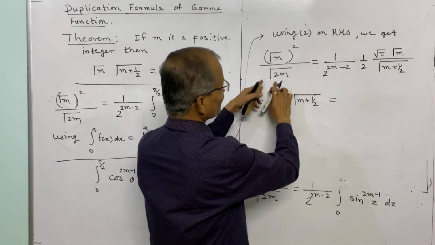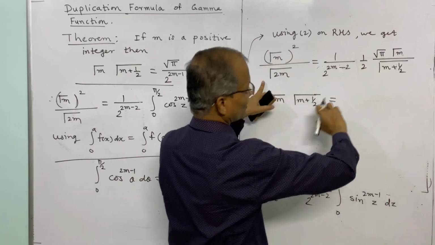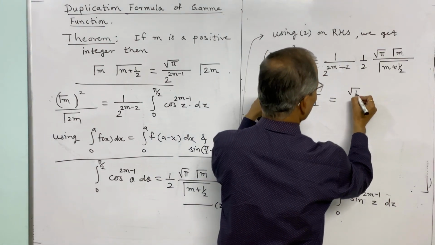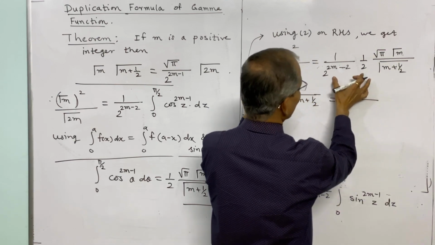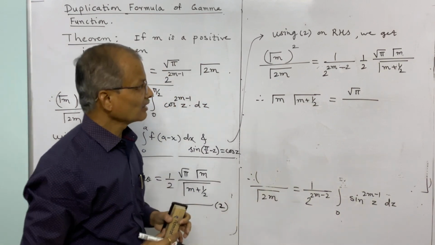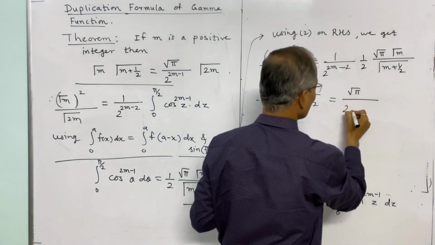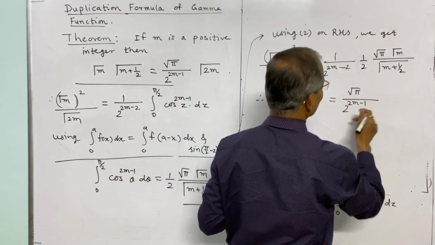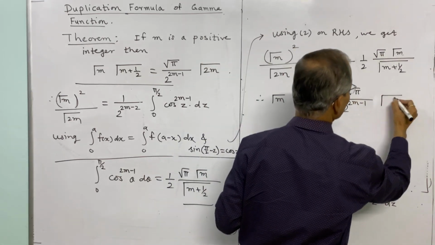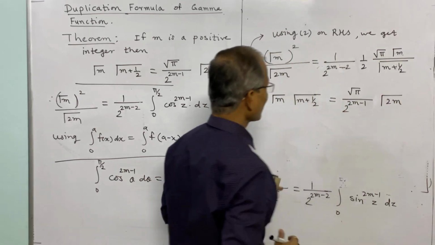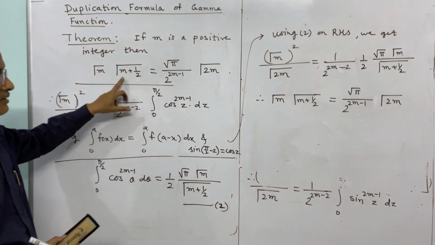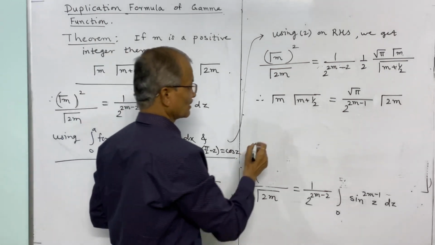Now this gamma of 2m I shall write on the right side, in the numerator, and this term is root pi, and what is the power of 2? 2m minus 2 and here the first power, and therefore it is 2 to the power 2m minus 1, and this gamma of 2m is written on the right side. This is exactly what we wanted to prove. See this, so this is hence the result.